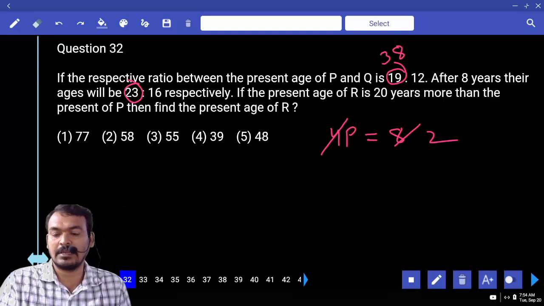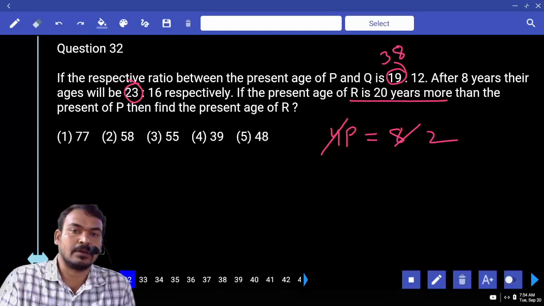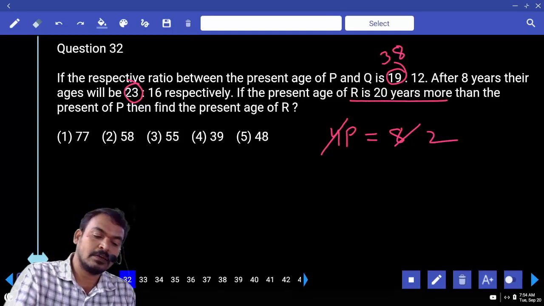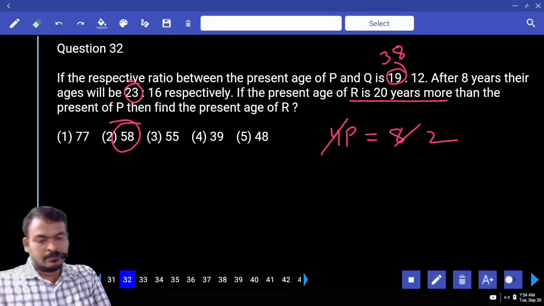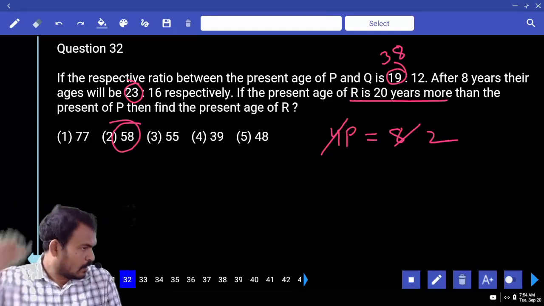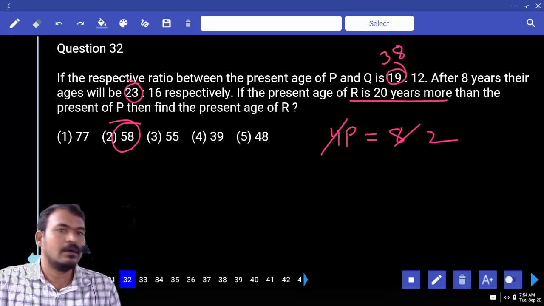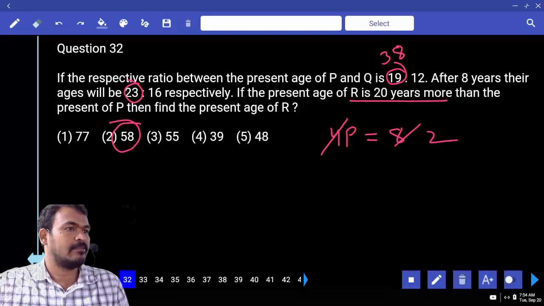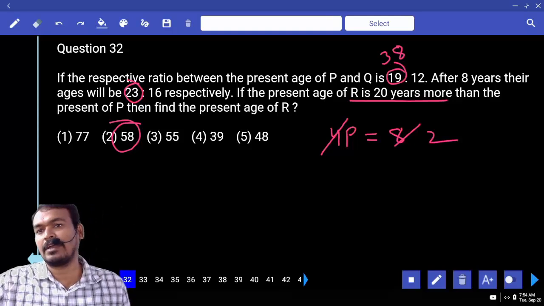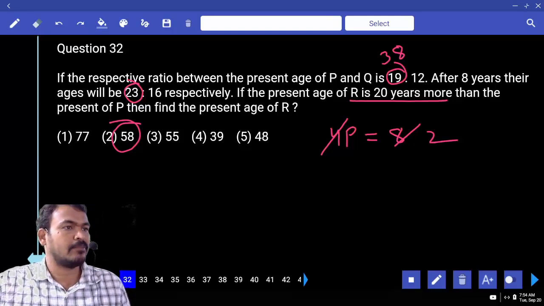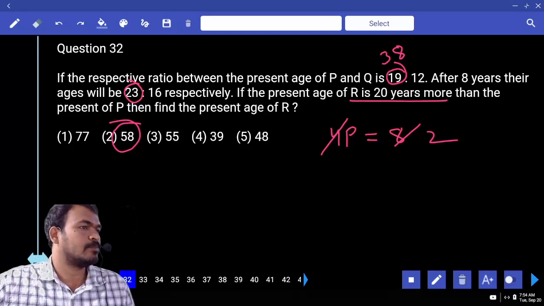It is P's present age, but we require the R value. R is how many years more than P? 20 more. Then the answer is 58. Out of the options, subtract 20; that value must be divisible by 19 or not. 77 minus 20, how much is it? 57. Is it a multiple of 19? Next, 58 minus 20 is 38. Is it also a multiple of 19? More than one option, or not?